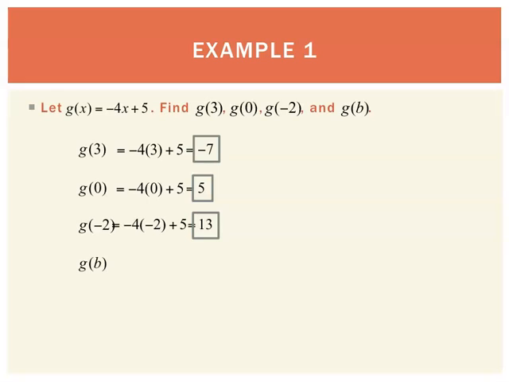Now if you have g of a variable, and it's not x, it's b, for example, all you would do is write the same thing, but instead of writing x, you'll write b. So this would be negative 4b plus 5. And that's as simplified as you can get that expression.